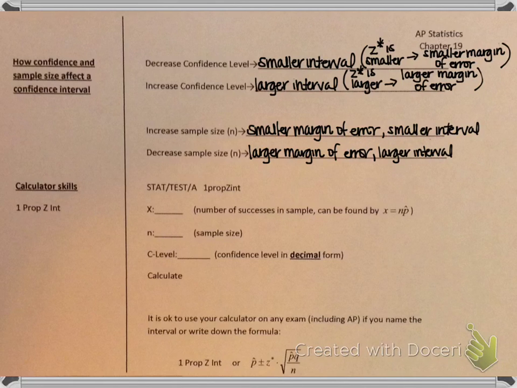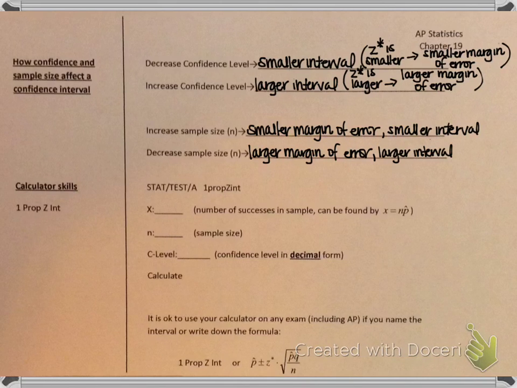Then once we've done that, it gives us these options. So X is the number of successes in the sample. Remember that p hat is the proportion, so it's not the whole proportion we're looking for. We don't want a decimal here. We want the actual number of successes themselves. So this is just going to be the numerator of the p hat fraction. So X, then we've got N, which is our sample size, and then our C-level, or C. It's going to be our confidence level. Make sure that you type it in as a decimal, and then hit calculate.